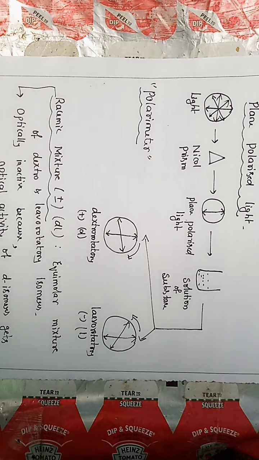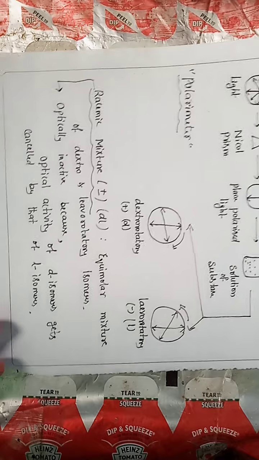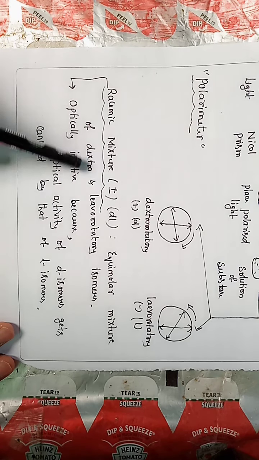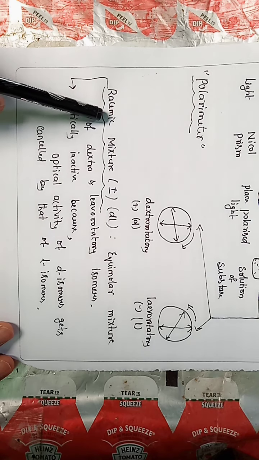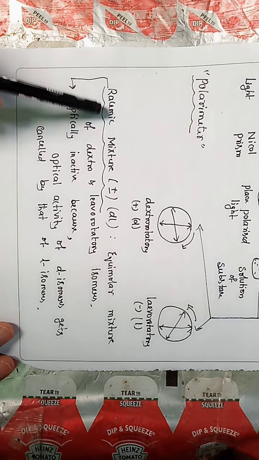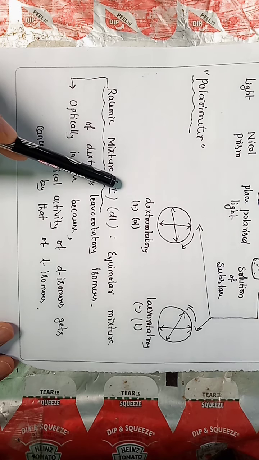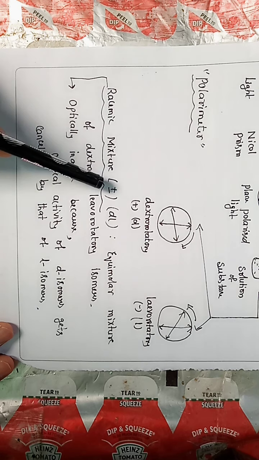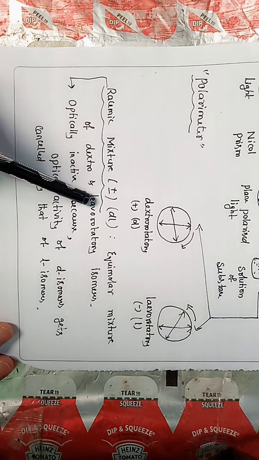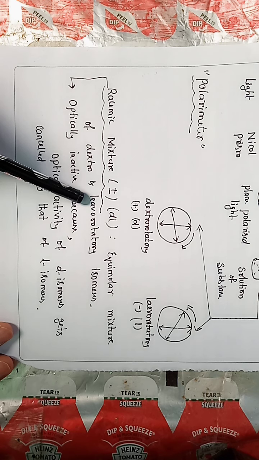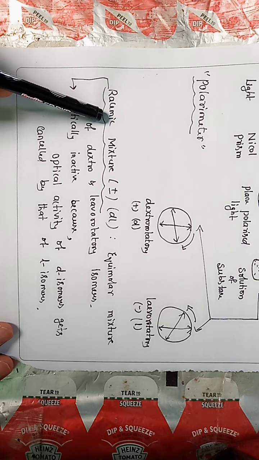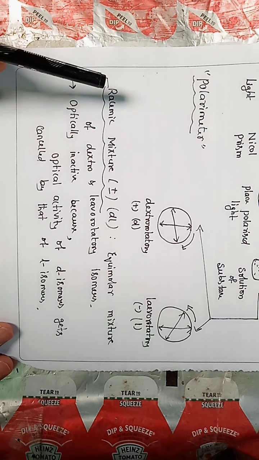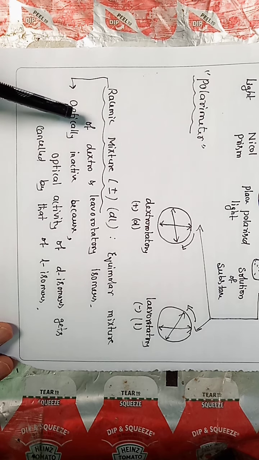The same instrument is used to produce plane polarized light, and the same polarimeter is used to determine whether the compound is dextrorotatory or levorotatory. Okay, if in any substance or mixture you find an equimolar mixture of both dextro and levorotatory isomers, then it is called a racemic mixture. Racemic mixture means you will get 50% dextrorotatory and 50% levorotatory, or half mole of dextrorotatory and half mole of levorotatory isomer. An equimolar mixture of dextro and levorotatory isomers is called a racemic mixture, represented by the symbol plus minus or dl.